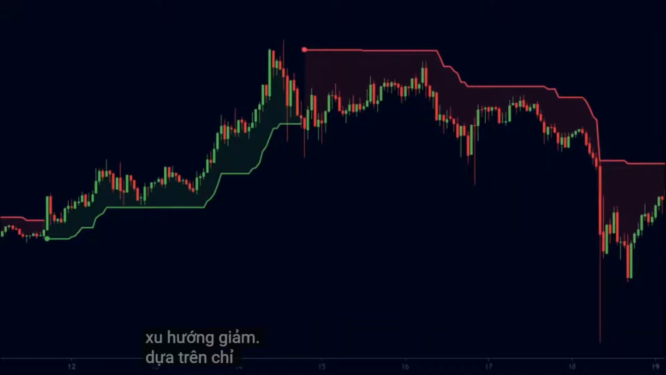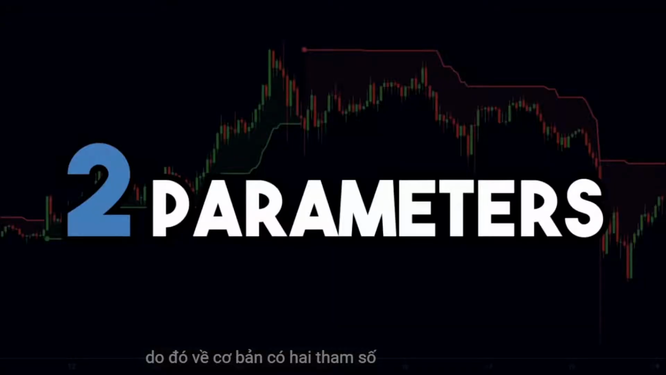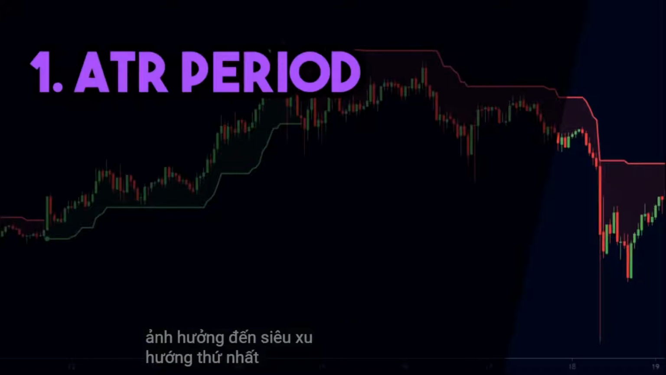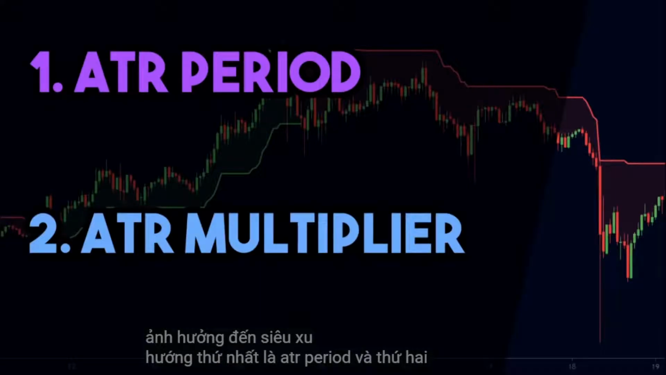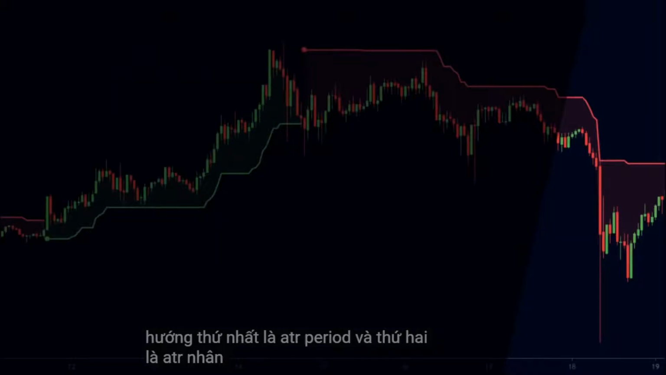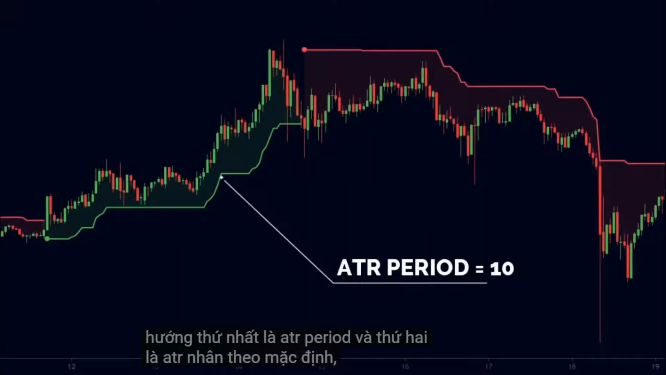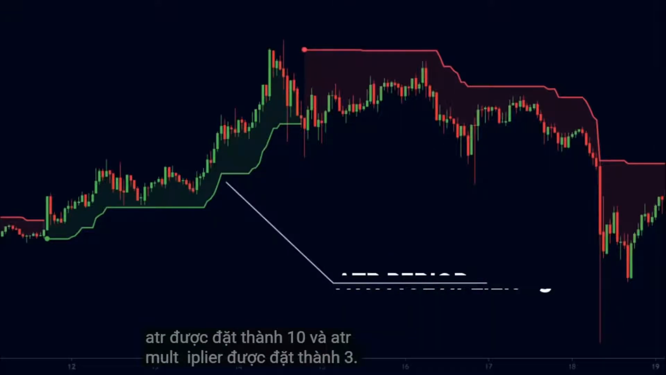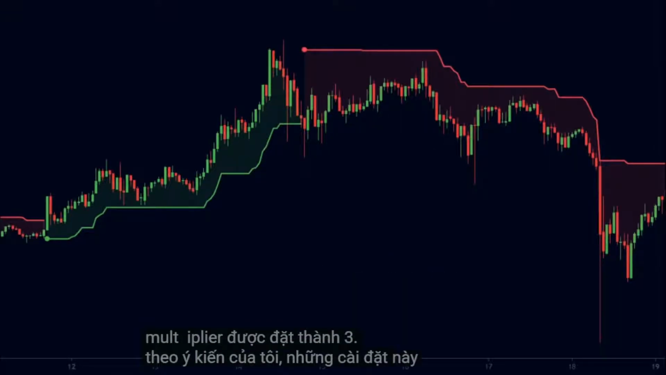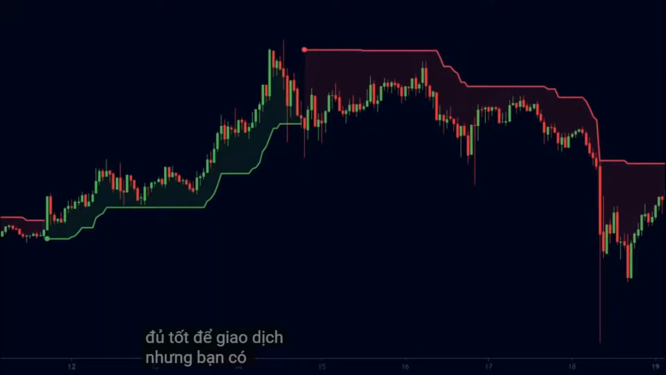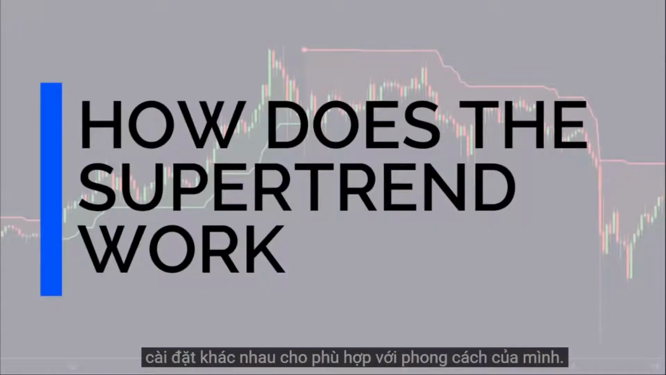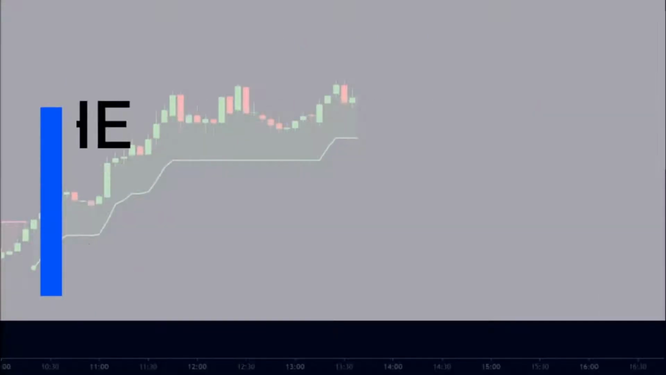The super trend is based on the ATR indicator. Hence, there are basically two parameters that affect the super trend. The first is ATR period, and the second is ATR multiplier. By default, the ATR period is set to 10 and the ATR multiplier is set to 3. In my opinion, these settings are good enough for trading, but you can play around with different settings to suit your style. Now let us look at how does the super trend work.